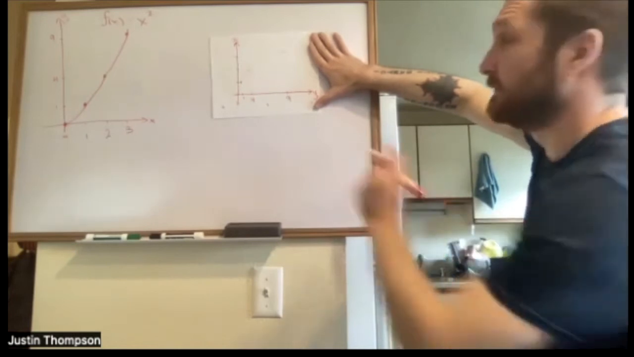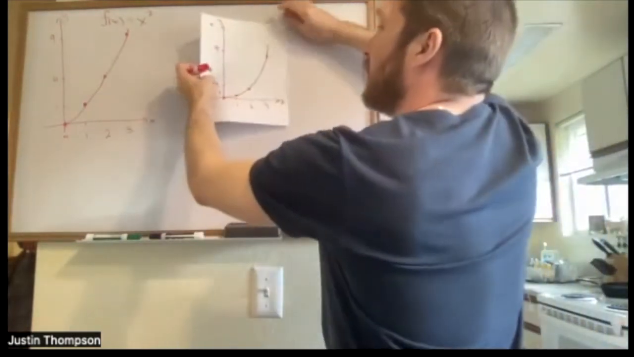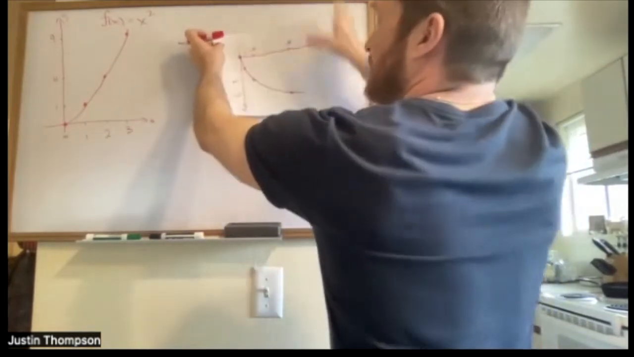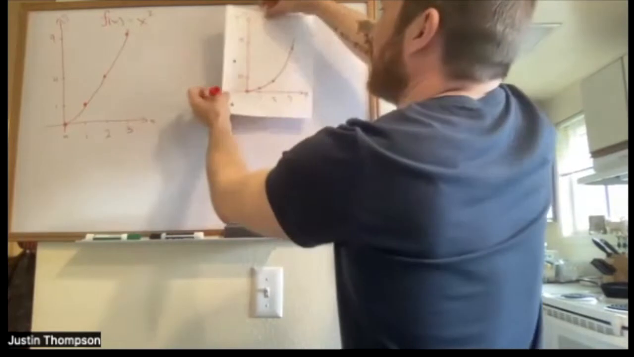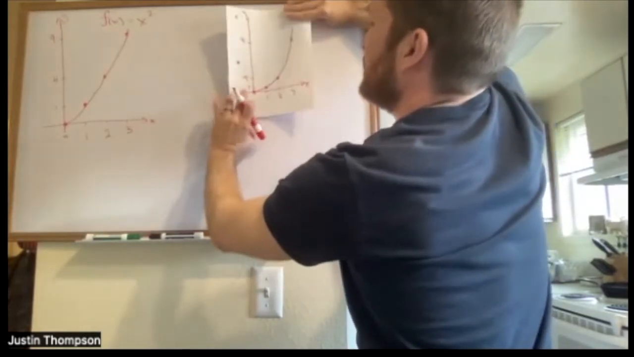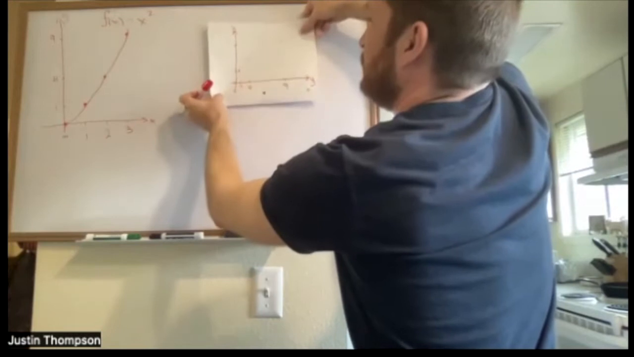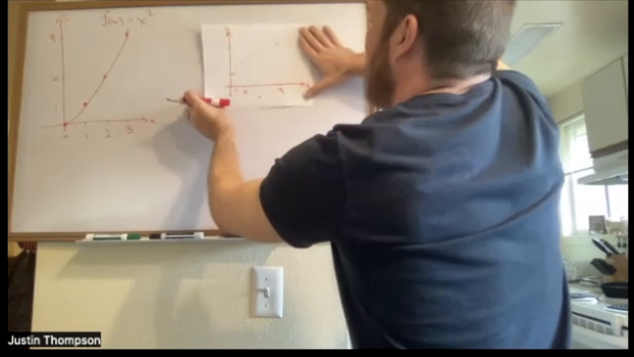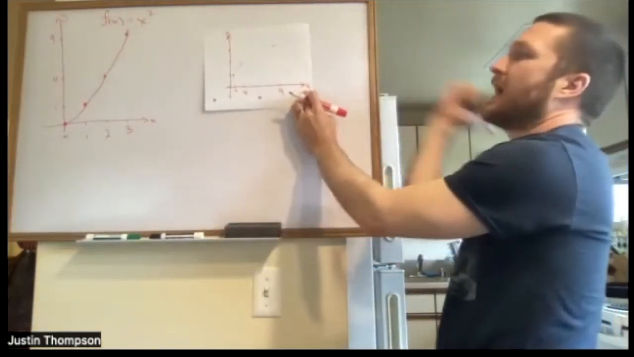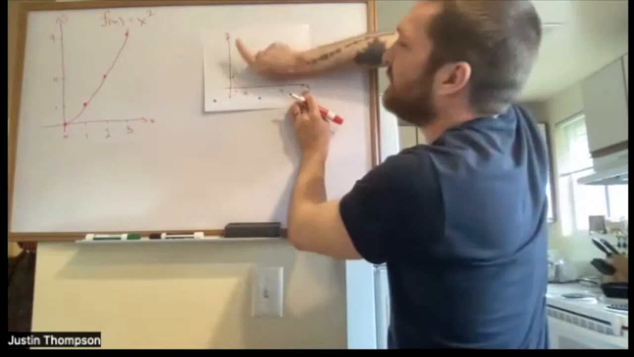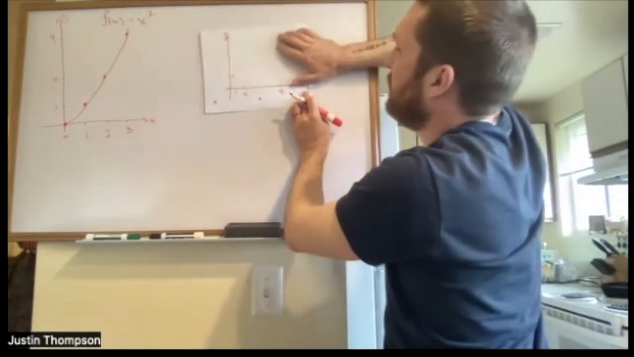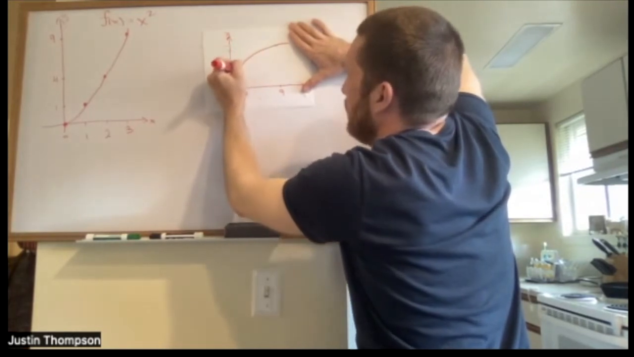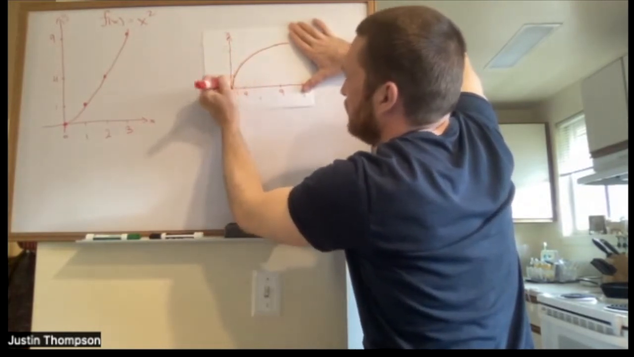Remember how we did this before? We need our y's to go positive and our x's to go positive, and the only way to do this is to flip this over the line. Now I have my positive y's going to the right and my positive x's going up, and I'm tracing over the graph like that.